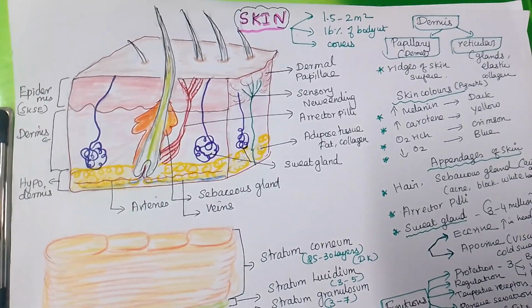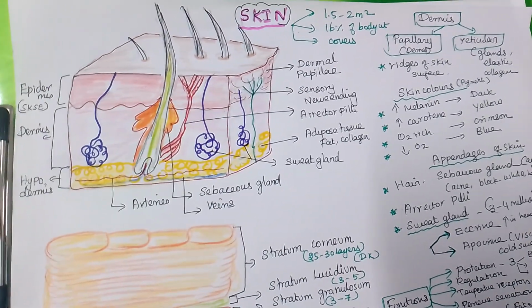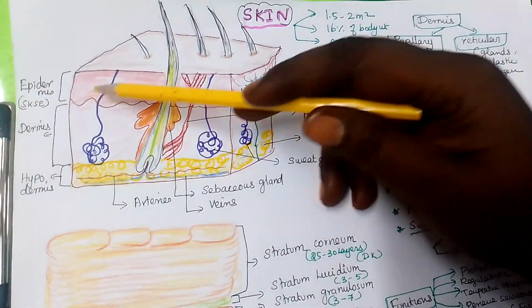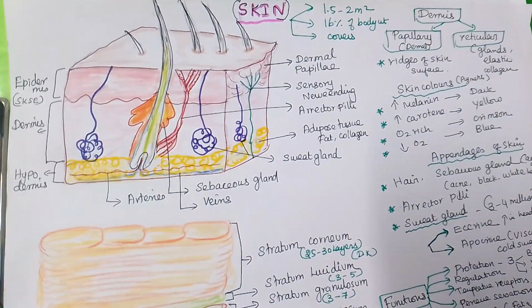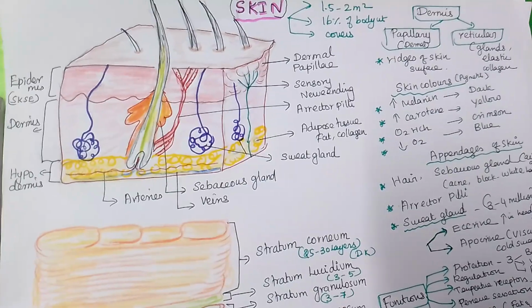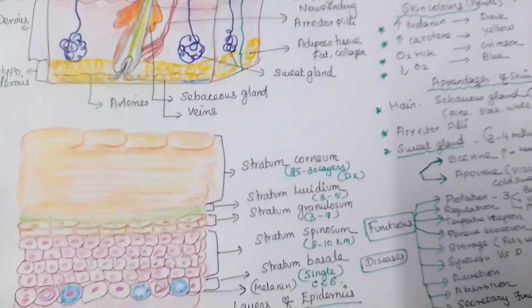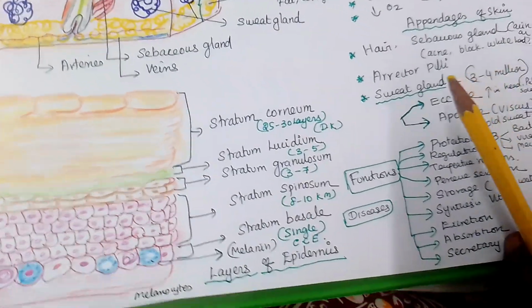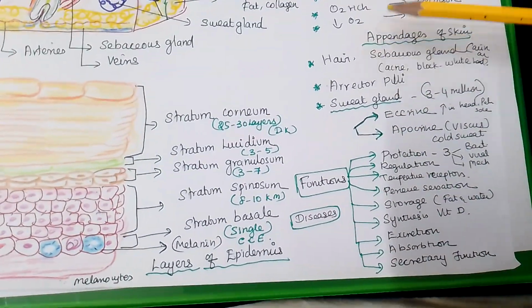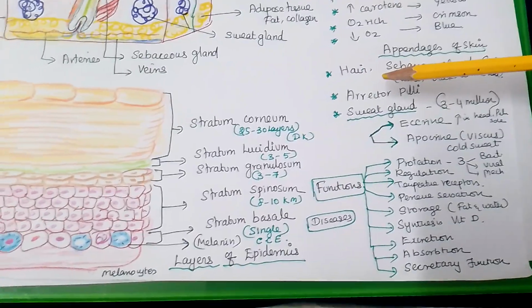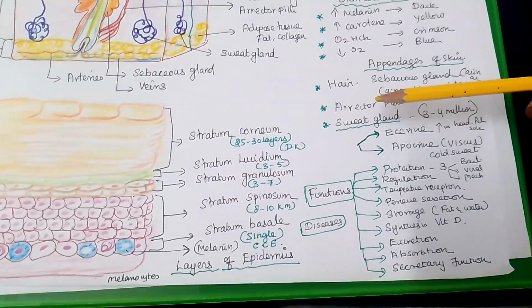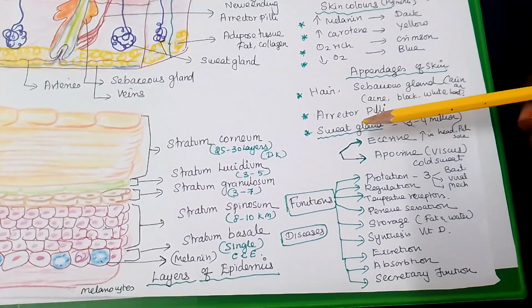So the first one, if you see the layers of the skin, the first layer is called the epidermis and the dermis, and the deeper layer is called the hypodermis. So the epidermis is a superficial layer. The epidermis has 5 layers. This is called the stratum corneum. It has about 25 to 30 layers present in this one.